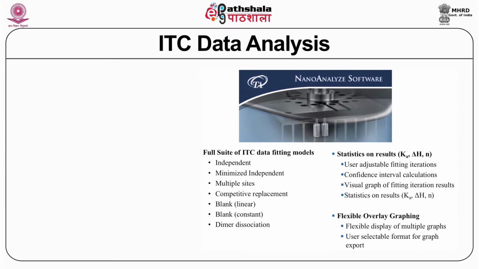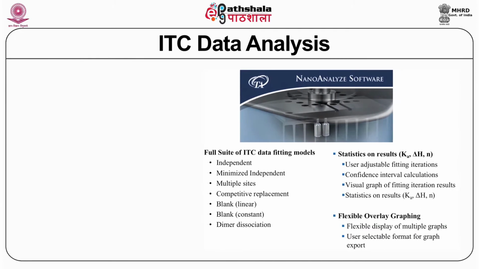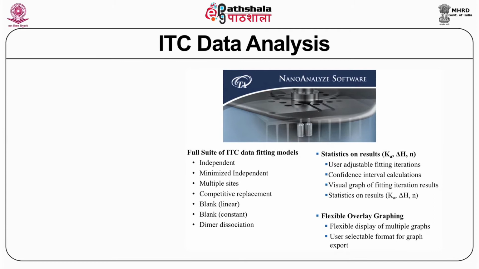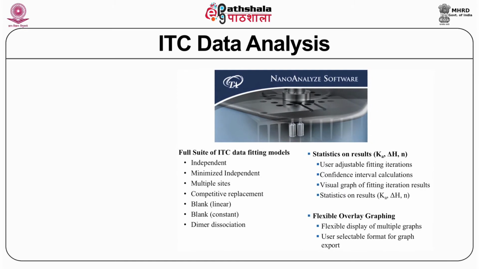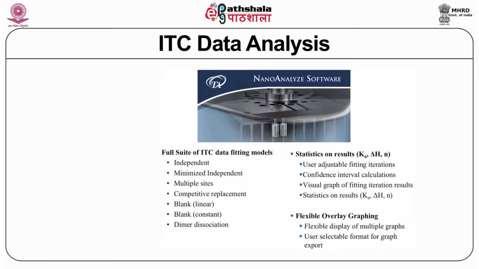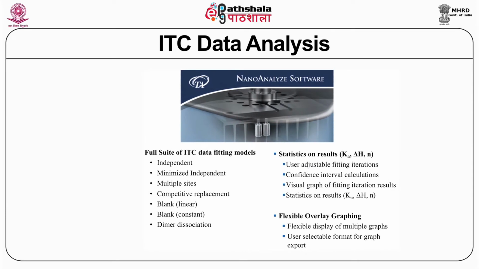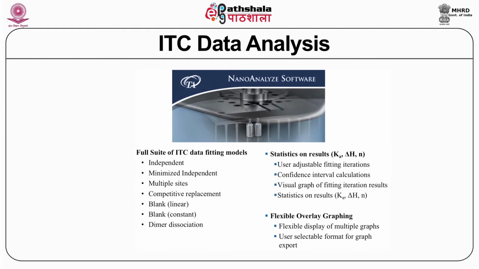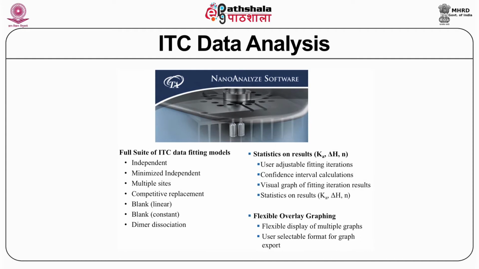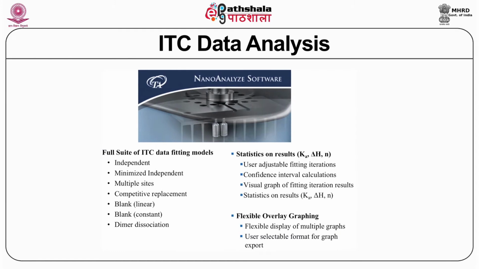Now, you can also determine the statistics on these results. Using this, you can determine the binding constant, delta H, that is the enthalpy change, and N, the number of sites of the drug or ligand bound on the biopolymer. So, if there are 10 sites, then 10 molecules can bind onto the biopolymer. Therefore, the user can adjust these fitting interactions, and confidence interval calculations can also be done. A visual graph of the fitting results can be produced, and statistics can be obtained for delta K, delta H and N.